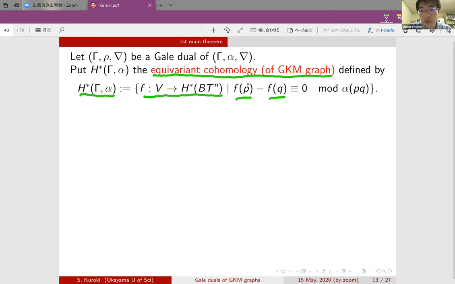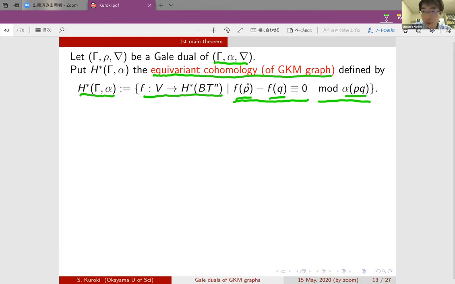Let's consider the difference of f(p) and f(q), where p and q are connected by an edge. Since this is a GKM graph, there is an axial function on pq. Then this difference is divisible by this axial function. The axial function may be regarded as a second degree cohomology class of BT^n. If this condition is satisfied, we call it an equivariant cohomology of the GKM graph.